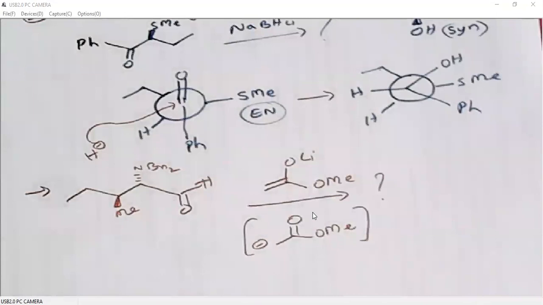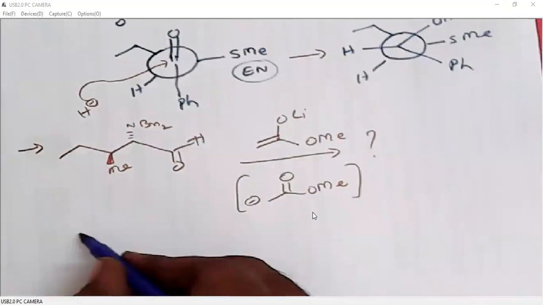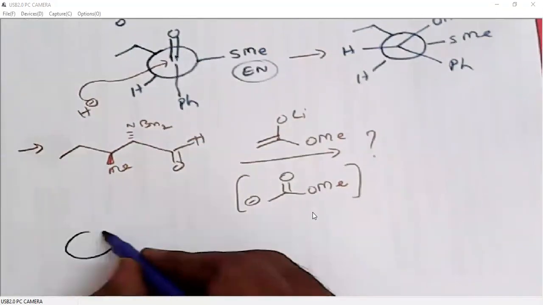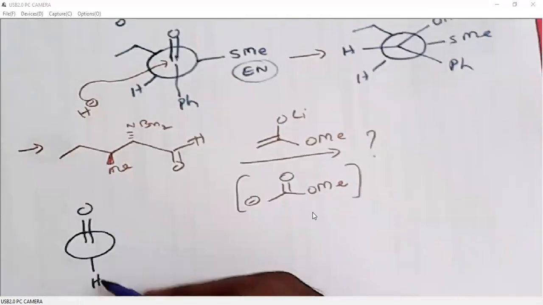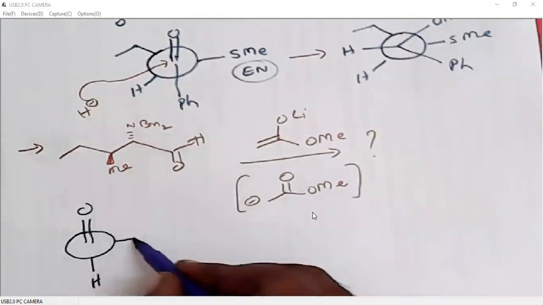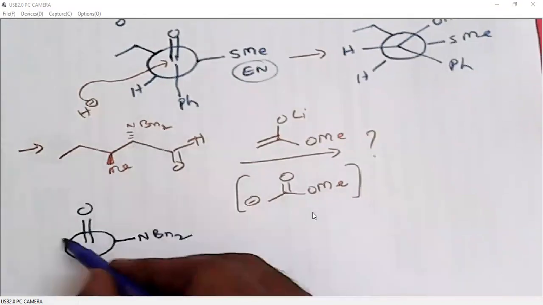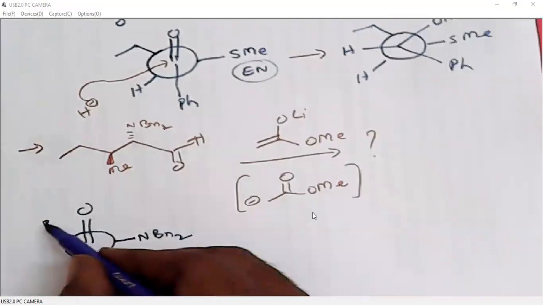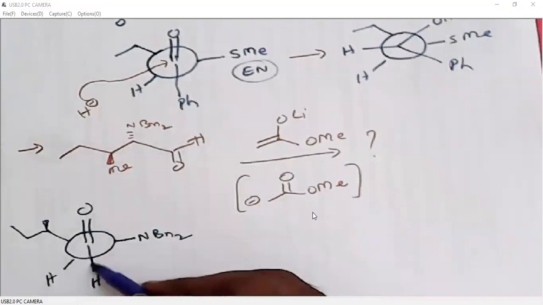You try along with me. I'll also explain it, but you also try along with me. In the Felkin model, the carbonyl must be placed like this, and we have only hydrogen here. And next, nitrogen is the more electronegative atom on this carbon, so it must be placed perpendicular to the carbonyl. And on this carbon, we have this alkyl group, and similarly, we also have hydrogen.